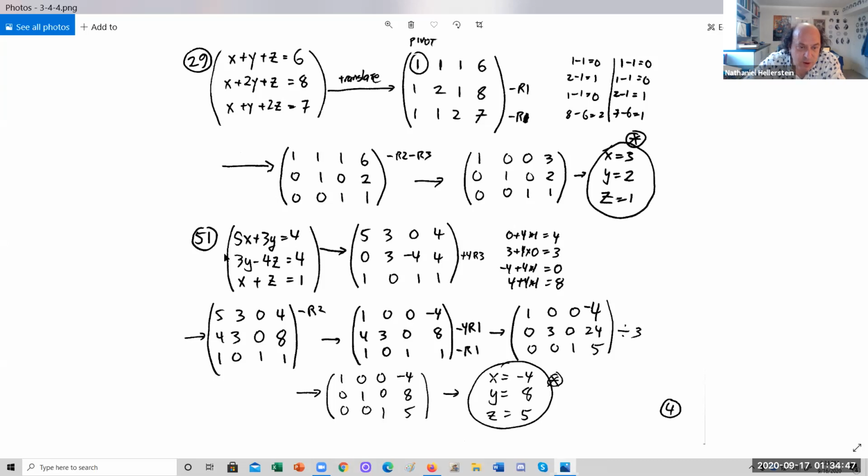All right, this one, this first step of translating to a matrix is a little tricky because you have to put in spaces where the variables are missing. 5x plus 3y equals 4. Well, there's 0z here, so we really write this 5, 3, 0, 4. The 0 for the 0z. 3y minus 4z is 4. Well, there's 0x, so we have 0, 3, negative 4, 4. And x plus z equals 1. There's no y, so 1x, 0y plus 1z equals 1. 1 0 1 1.